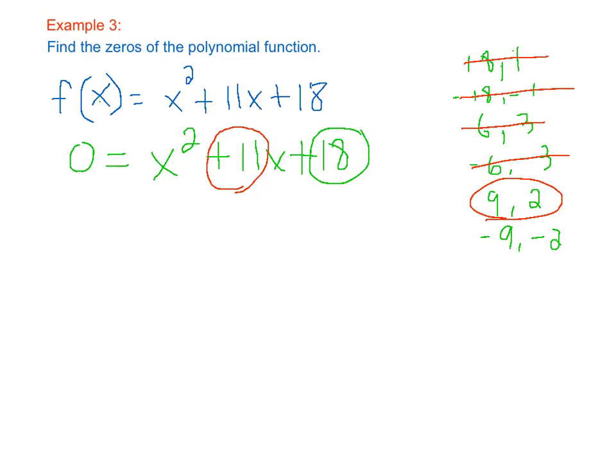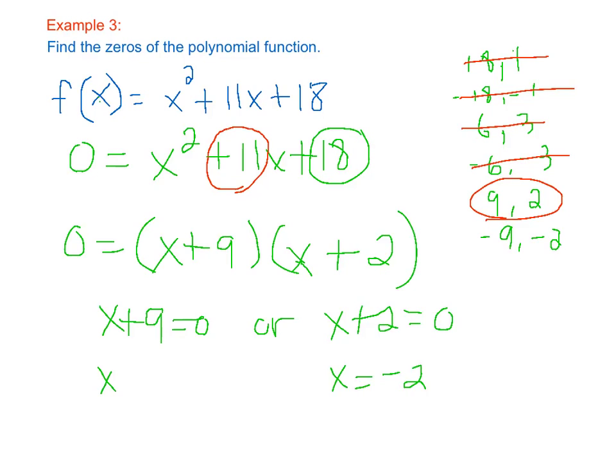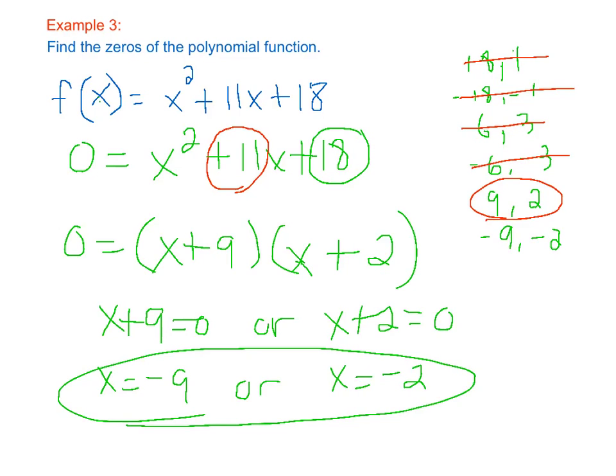So we now have this being factored out like this, and we've got a positive 9 and a positive 2. So what that means is either x plus 9 needs to be equal to 0, or x plus 2 needs to be equal to 0. So here x would be negative 2, and here x would be negative 9, and those are our possible zeros.